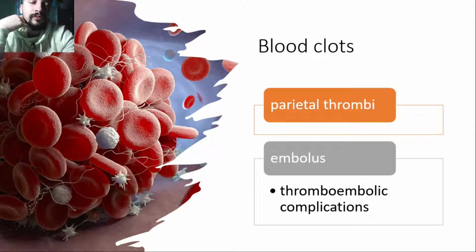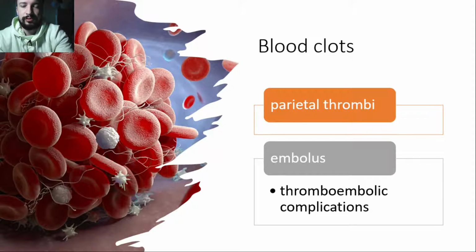Blood clots. Of course, in this sac we can always find parietal thrombosis, and we understand that if thrombi go away from this sac, we need to talk about embolus, and we can talk about thromboembolic complications.